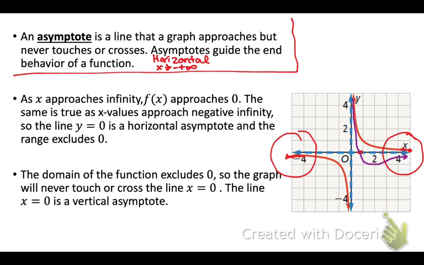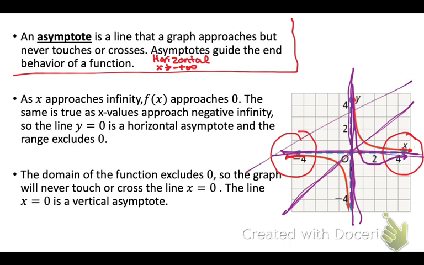So y equals 0 is a horizontal asymptote, and x equals 0 is a what? Vertical. So we have horizontal, and we have vertical, and we will have slants eventually. And it could even be like this. And we'll work on that.